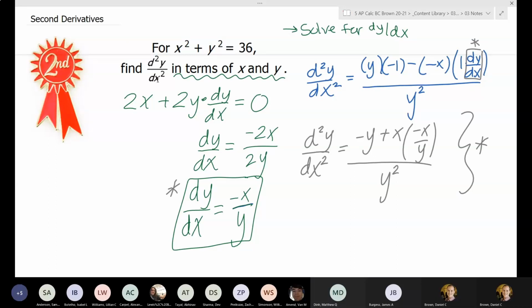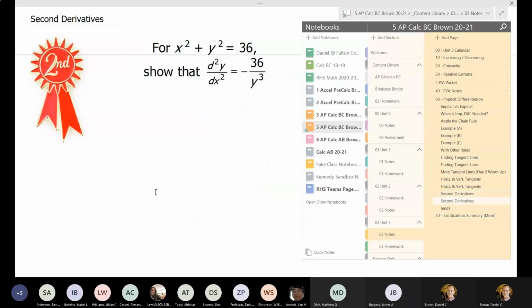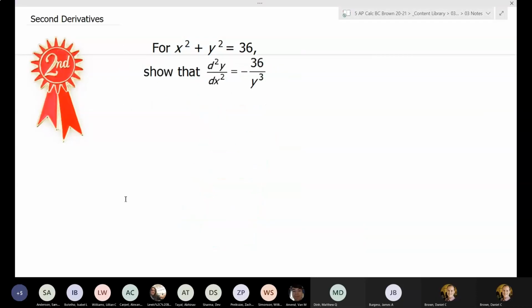All right, so often on the AP exam, a very common question is a part A of a free response question dealing with implicit differentiation. They won't word the question this way of find the second derivative in terms of x and y. Instead, they would word it as show that the second derivative is negative 36 over y cubed. The AP exam, we're going to see this fairly often this year.